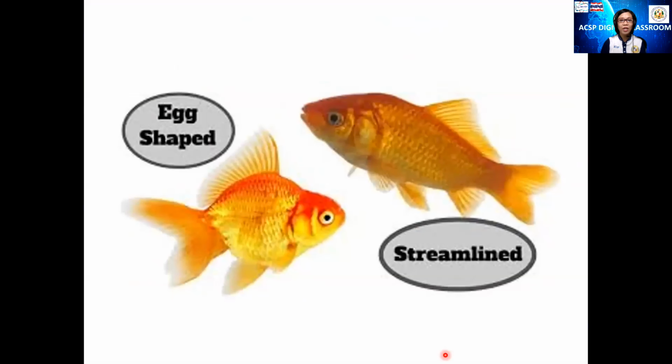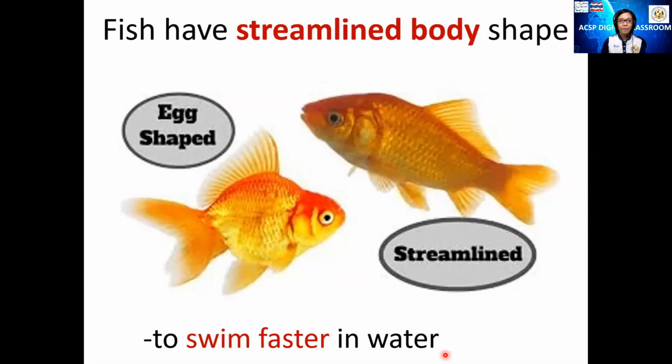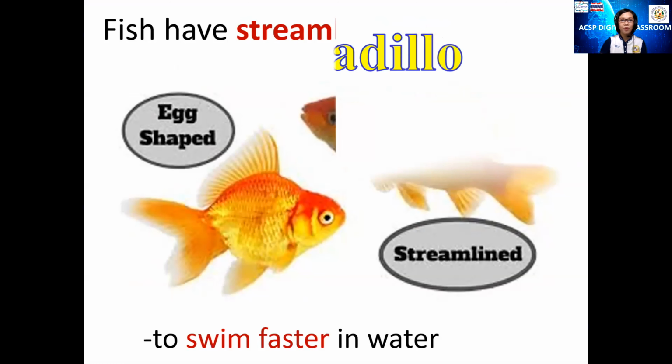And fish can swim in the water very fast. Why? That is their adaptation. That is their characteristic. They have this streamlined body shape. This helps the fish to swim faster in water. It helps in increasing speed and ease of movement of fish in water. It makes them move so fast because of this streamlined shape on their body.